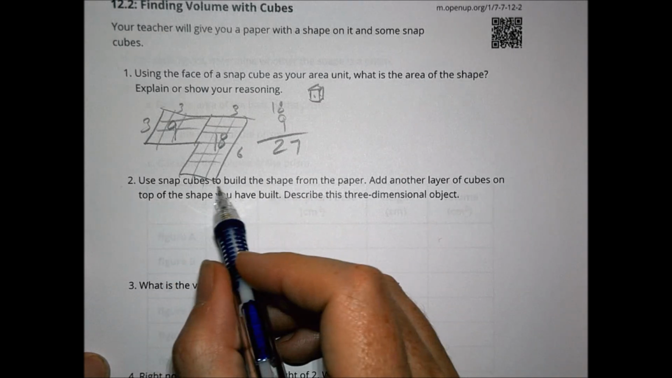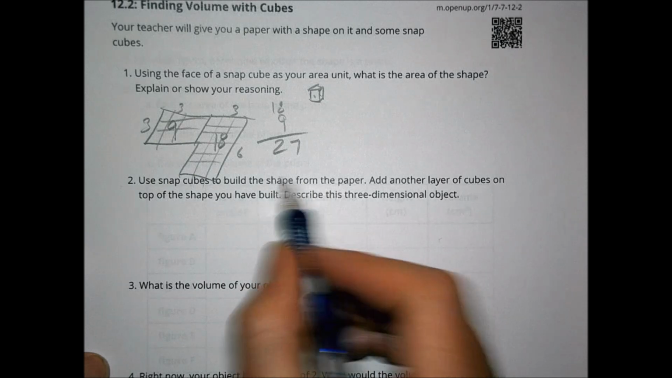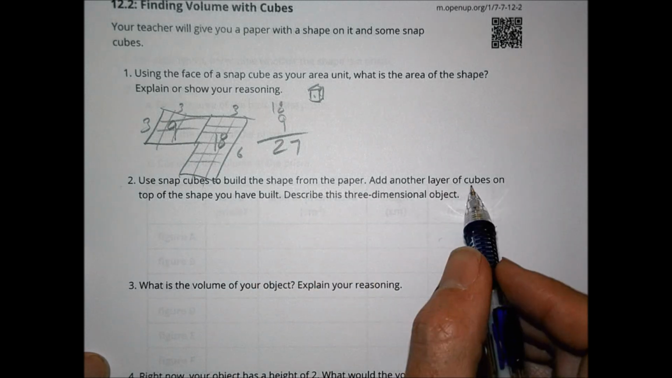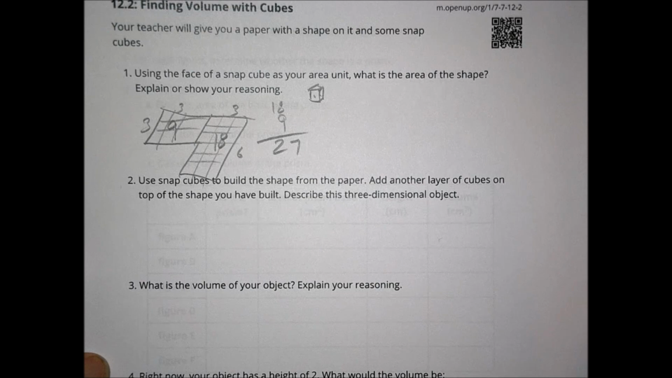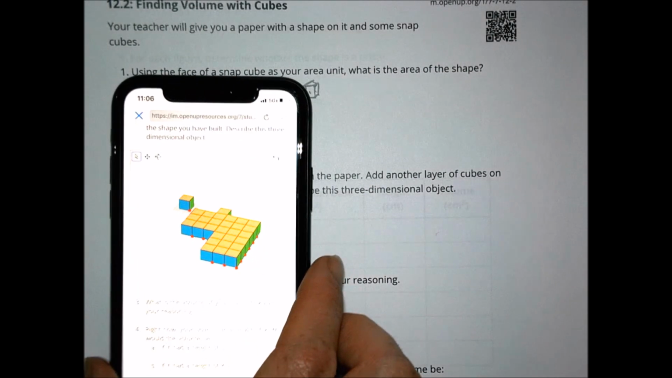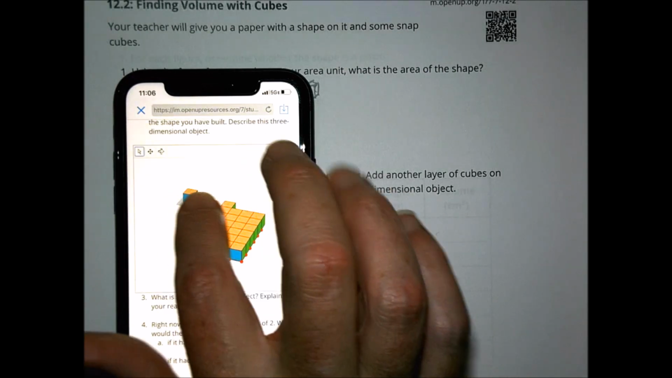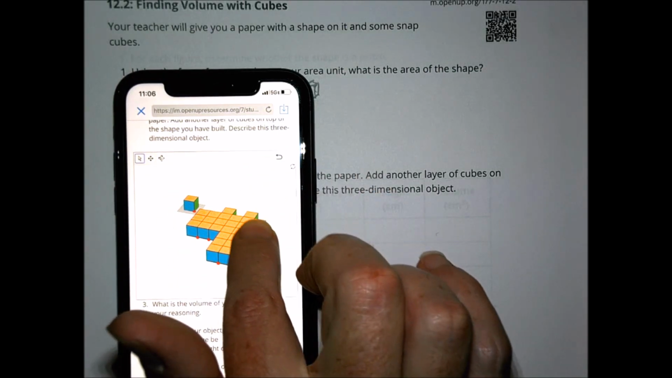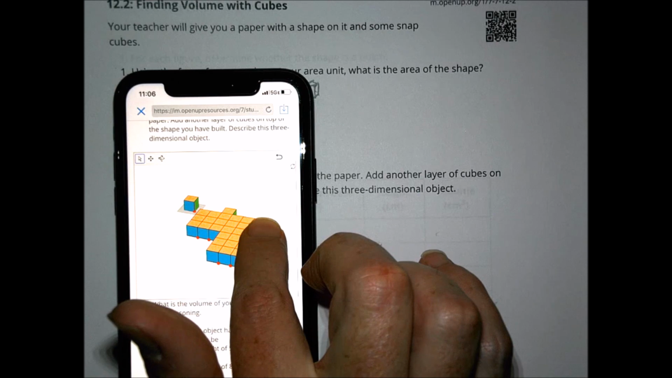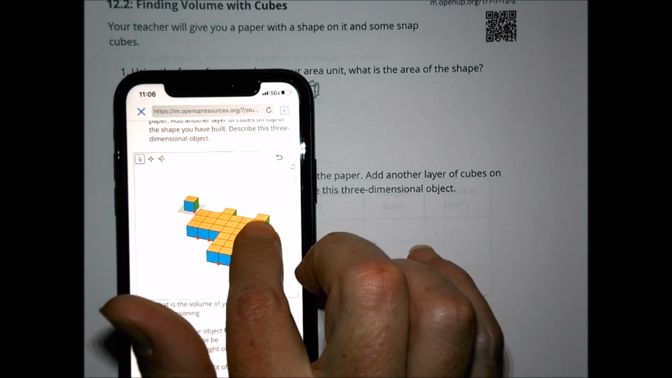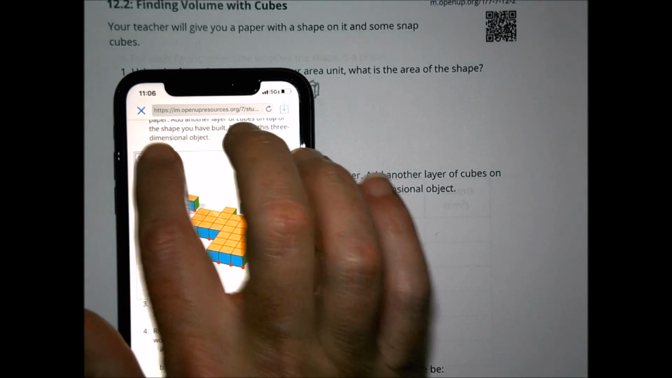So use snap cubes to build a shape from the paper, which we did there. Add another layer of cubes on top of the shape you built and describe this three-dimensional object. So the idea being, if I go back here, I'm not sure if I can do this or not, but if I take this, can I stack it? I don't think I can stack it on top. No, I can't really do that there. It's not going to work. So it doesn't work. I don't think I can do that.